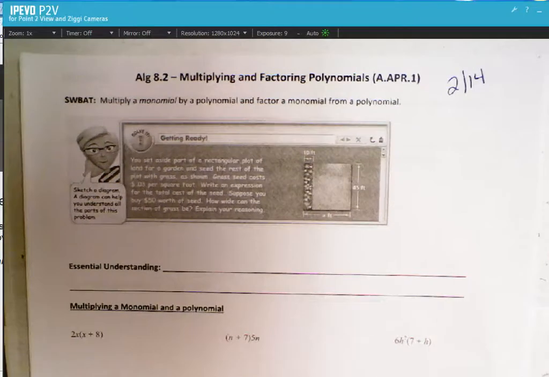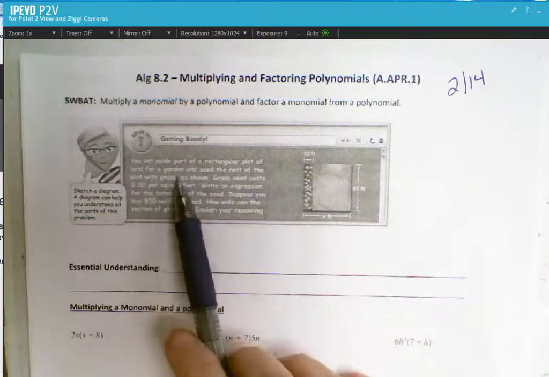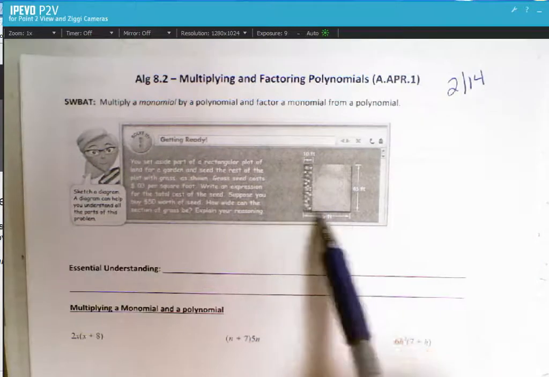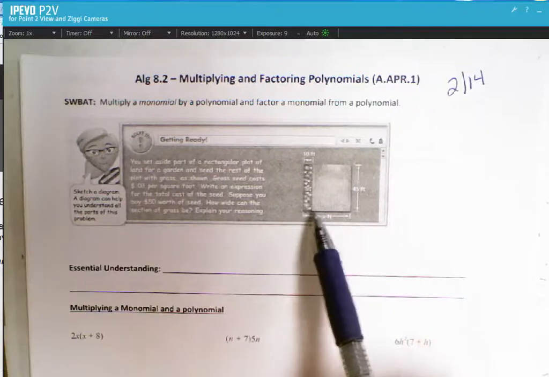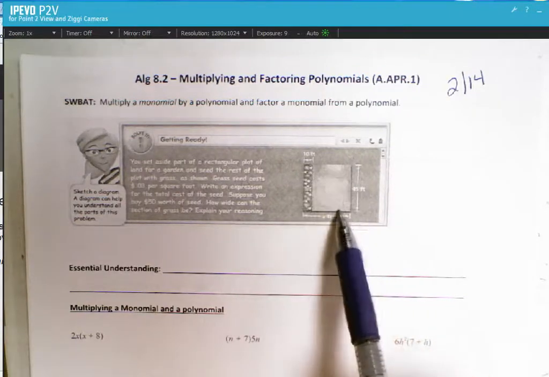This gal is setting apart a side of a rectangular plot of land for a garden and seed the rest of the plot for the grass. So this whole thing is her garden, but she's going to cut out 10 feet of it and then put grass over here on this side.